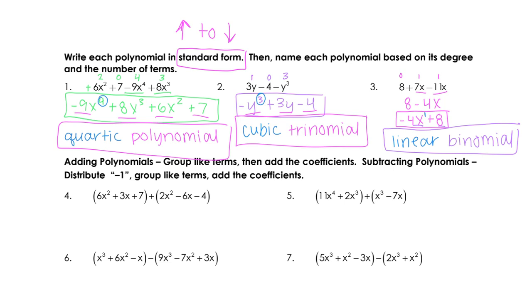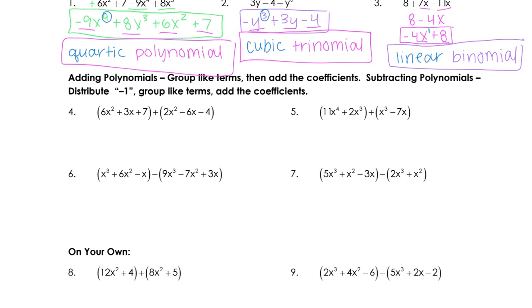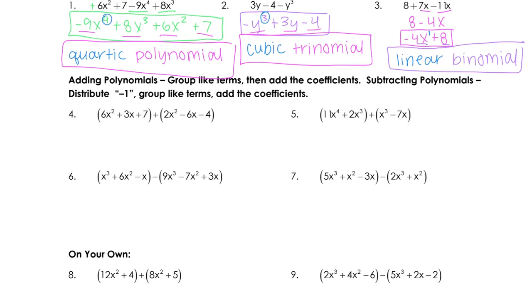Looking at 4 through 7, we are either adding polynomials or subtracting polynomials. You'll notice right here, when we are adding, we just group our like terms and then we add the coefficients. So looking at number 4, also it doesn't say it in your directions, but the expectation is that your answer is in standard form. So standard form, again, highest degree first. So when I go to add my like terms, I'm going to pay attention to which degree is the highest and then go from there.